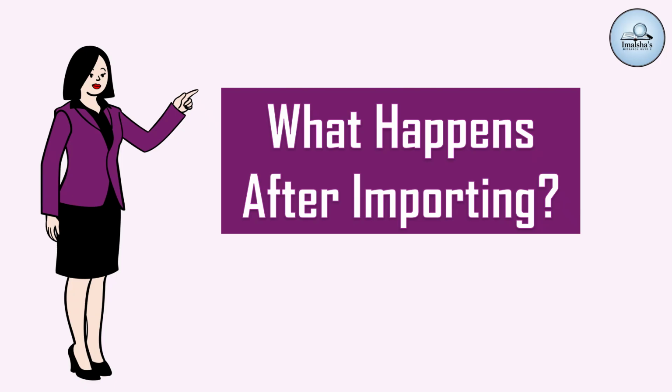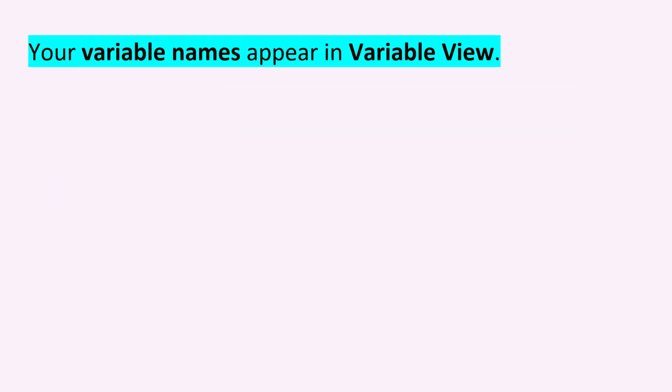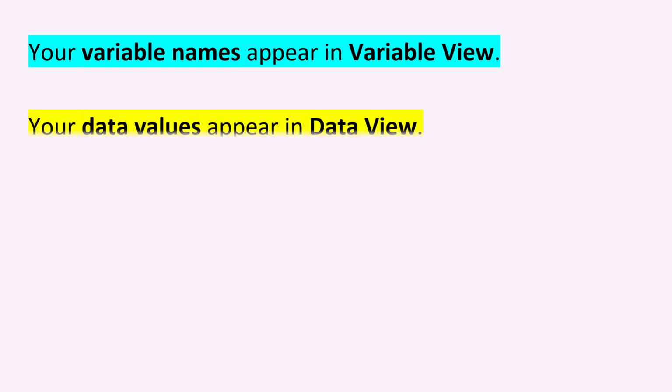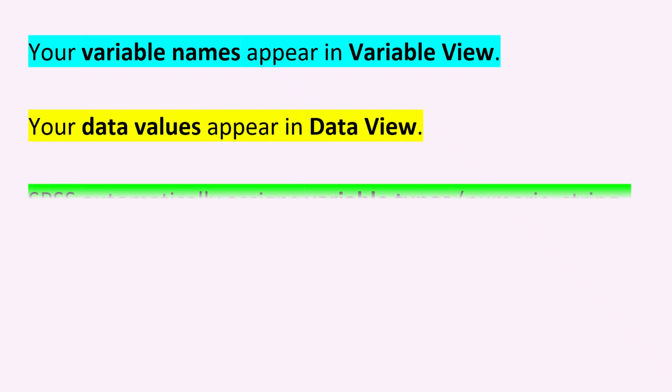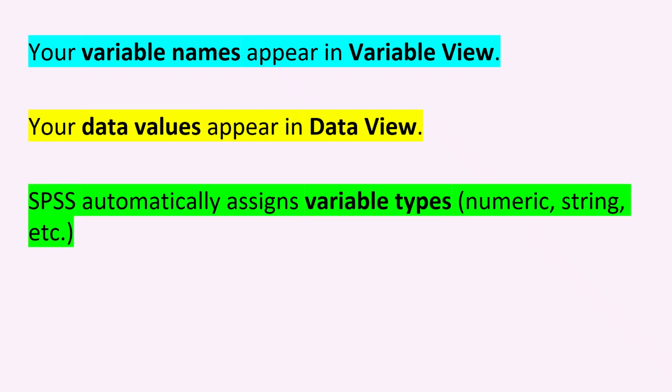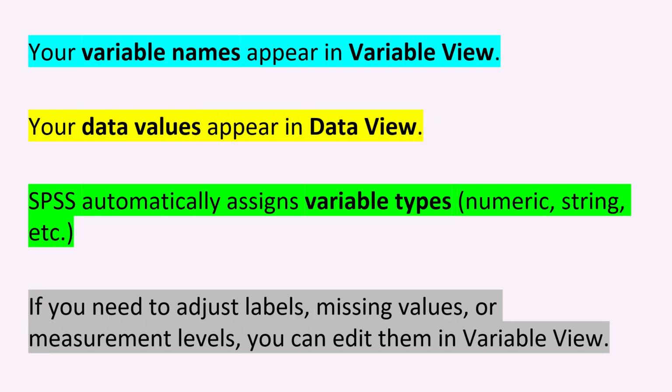What happens after importing? Once the Excel file is imported, your variable names will appear in the Variable View, just like how you set them in the first row of your Excel sheet. Your actual data values will appear in the Data View, ready for analysis. SPSS will also automatically assign variable types such as numeric or string based on the data in each column. If you want to make any changes like adding labels, defining missing values, or adjusting the measurement level, you can easily edit all of that in Variable View.